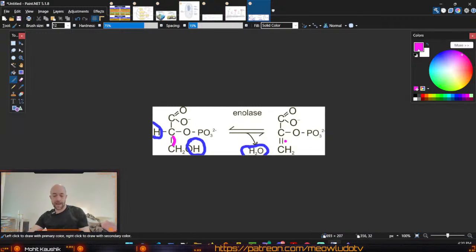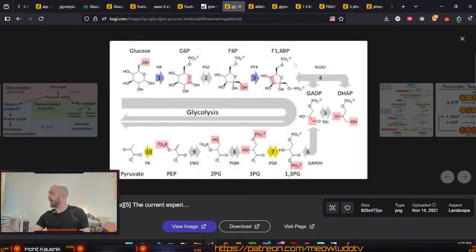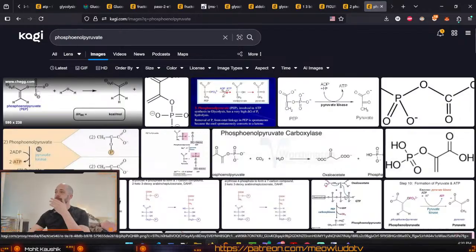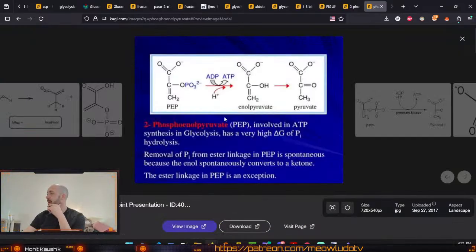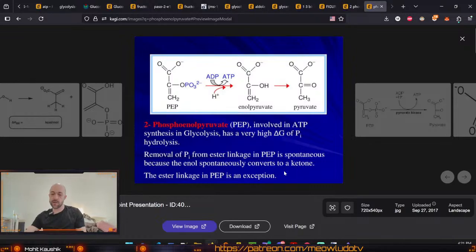So now we have PEP. Phosphoenol pyruvate. This is starting to look very similar to the final molecule. So we have this structure, PEP. Now, what we did was, why did we bother doing this? What's the point? What is the point of doing this?